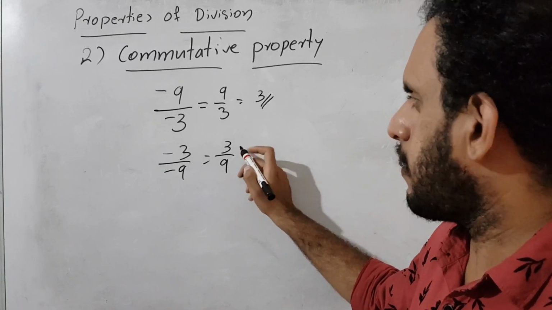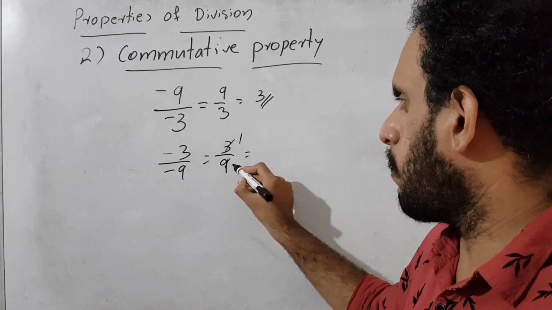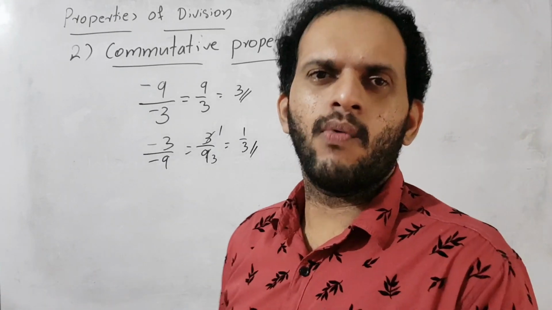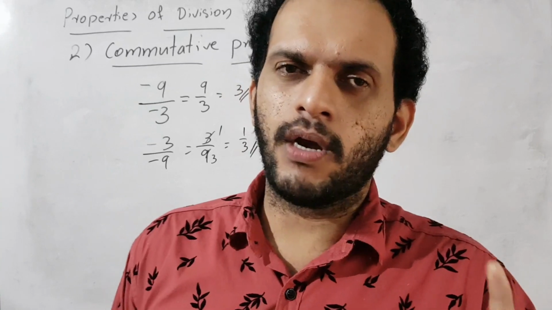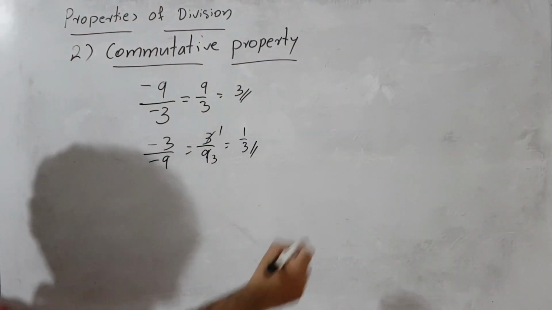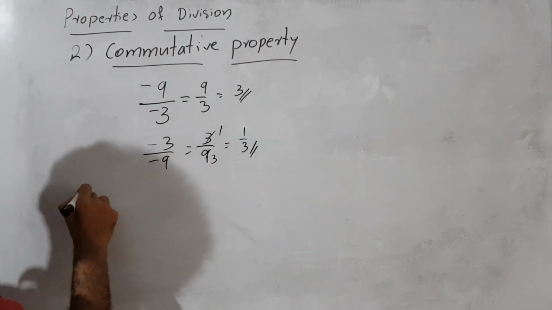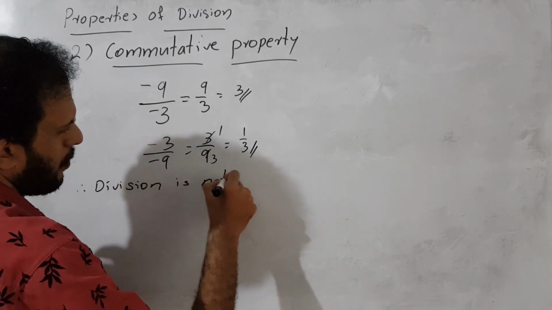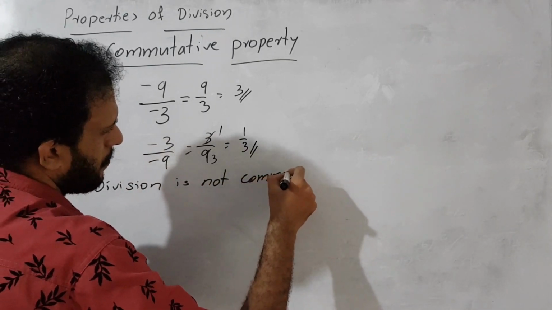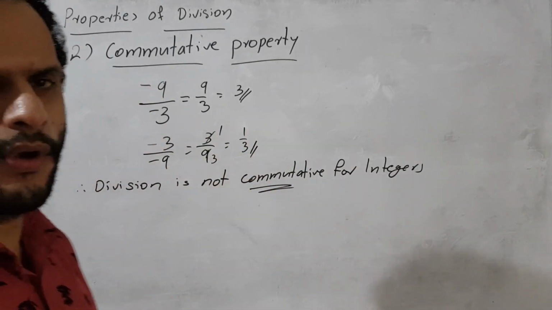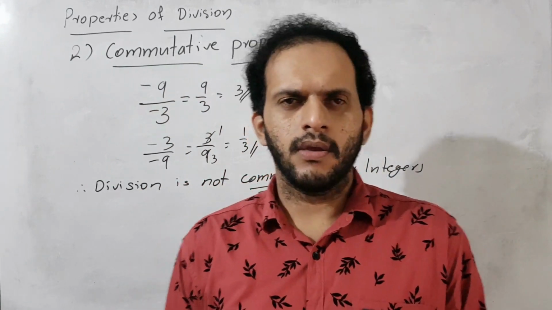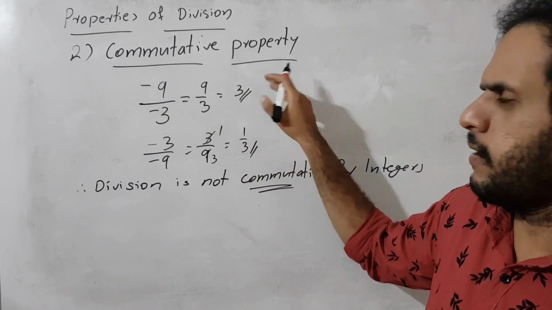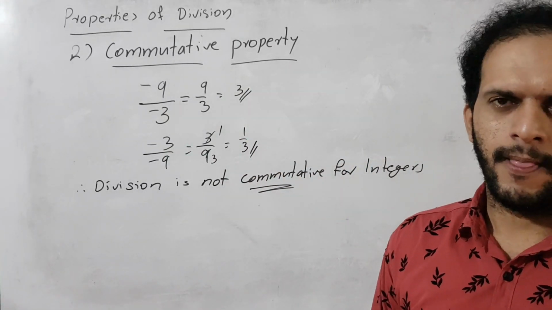It is not possible to divide exactly. It is possible to reduce. What do we get? 1 by 3. 3 and 1 by 3 are not equal, correct? So we conclude division is not commutative for integers. Therefore, division is not commutative for integers, because we got a different answer. If we change the order, we get a different answer, not the same answer.